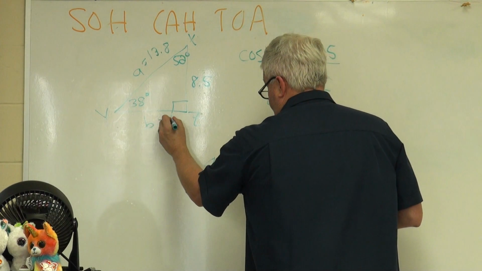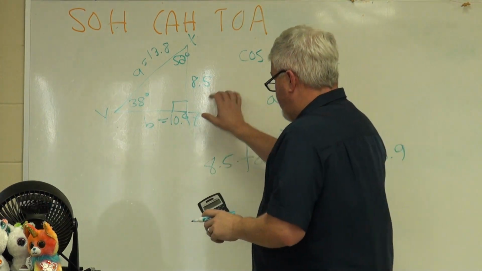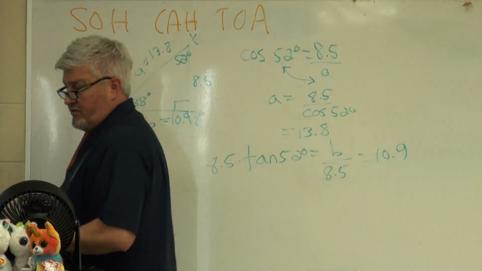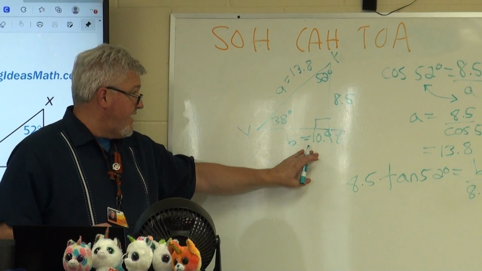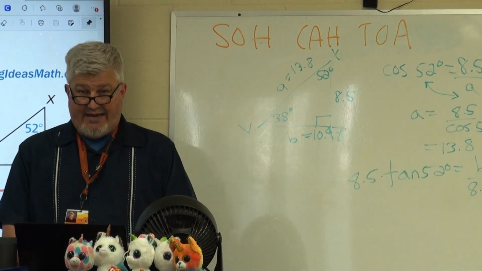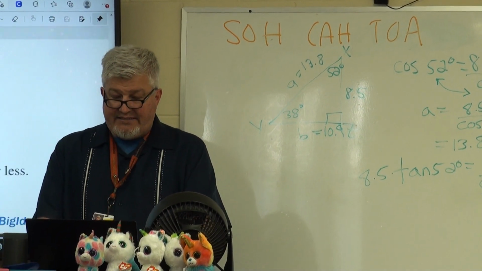Okay? And again, it at least checks out that my 2 side lengths are less than my hypotenuse. So the answers here are 38 degrees, 10.9 for one side, and the hypotenuse of 13.8, and that's solving the right triangle. Last thing is this word problem.